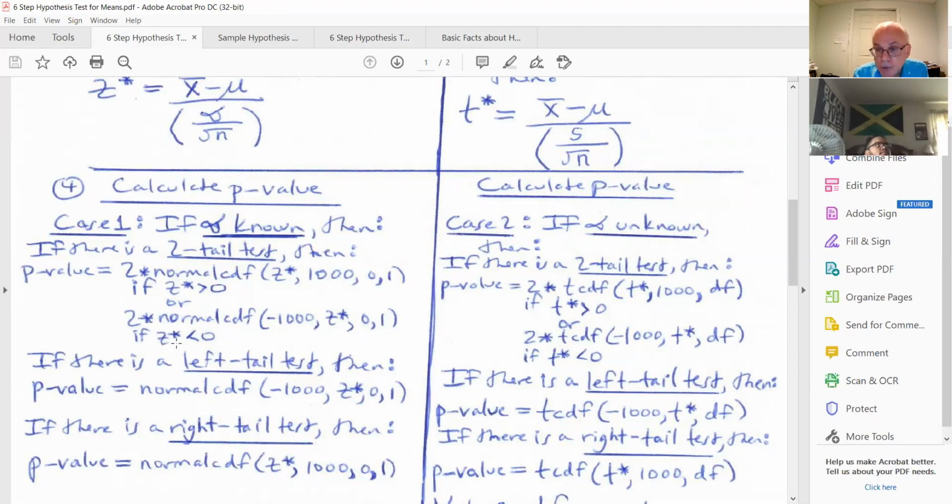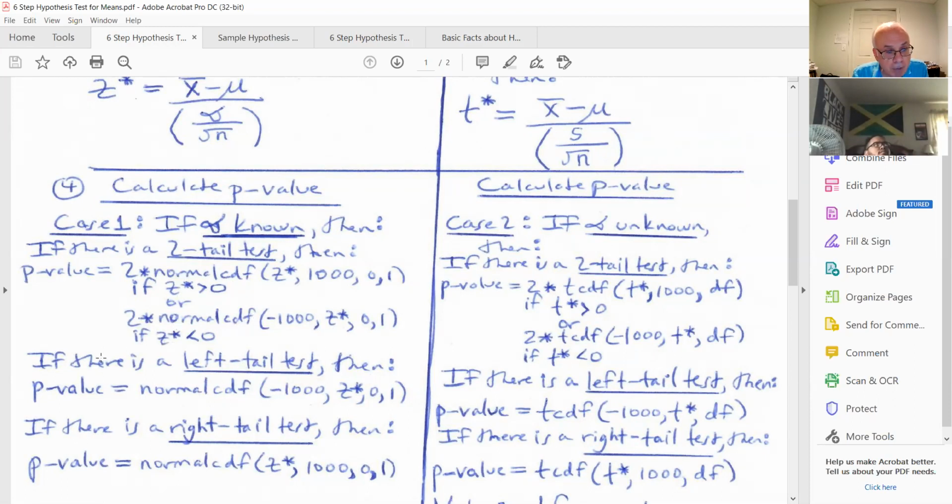Now, Z star less than 0 means it's negative, right? So for negative Z, if you're going to find the area to its left, that's what you want. And then 2 times that will be your p-value. If Z star is positive, then we're going to find the area to the right of that, and then multiply that by 2, and that's our p-value. So it depends on whether Z star is positive or negative. You choose one of these 2. That's why you have to follow along, all right? The homework will give you practice with this.